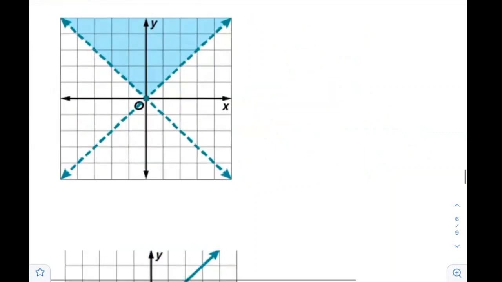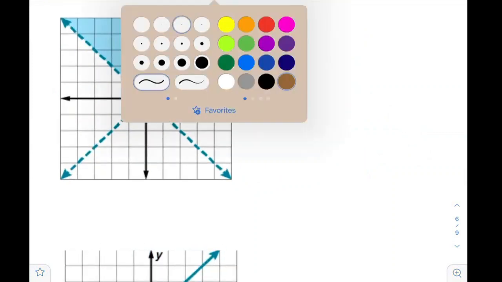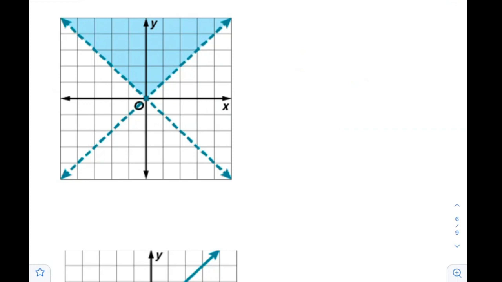Let's see this one. We have 2 lines. Both are dotted. So both of them will be either more than only or less than only. Remember that. And let's number them. This is number 1, number 2.